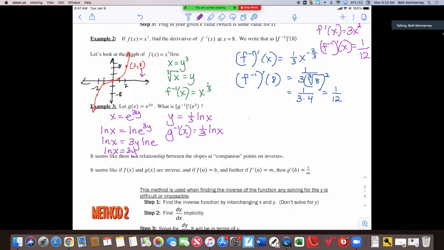So do you understand that that is the inverse function? So now I want to take the derivative of the inverse. Well, the derivative of the natural log of x is 1/x. And I'm going to go ahead and plug in e squared now. And that is the derivative of the inverse.